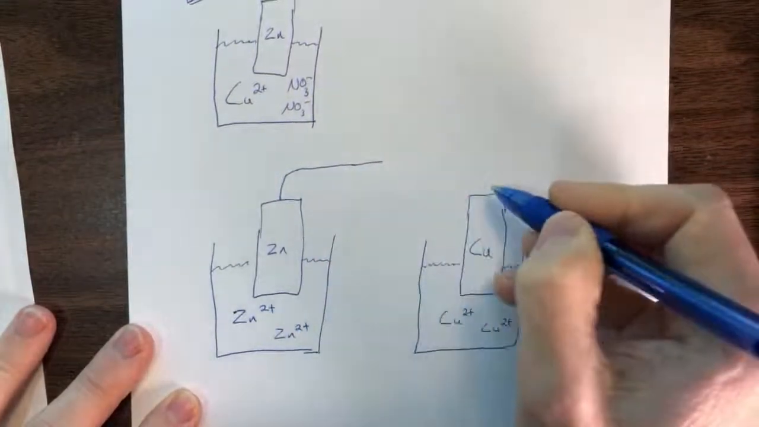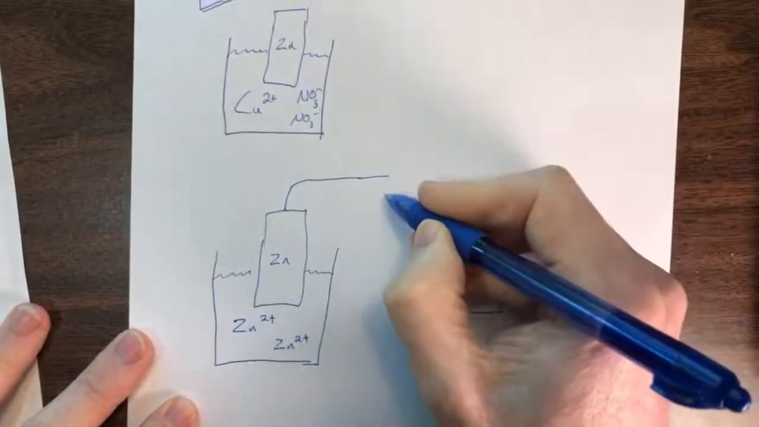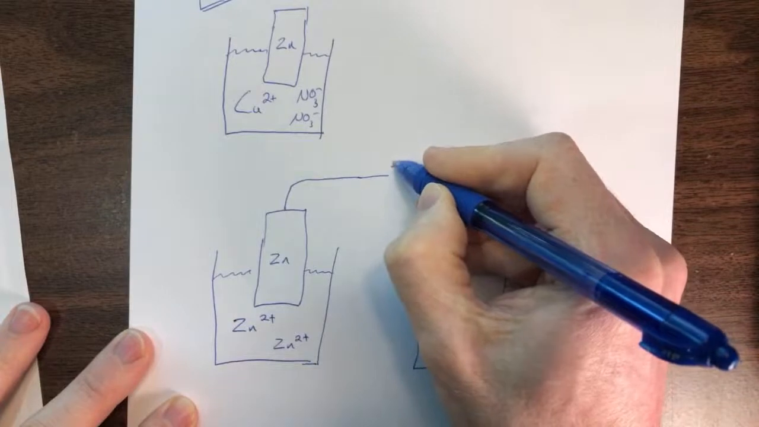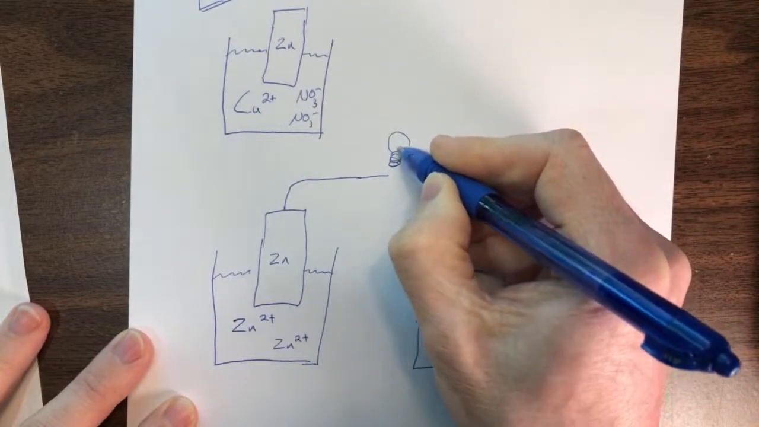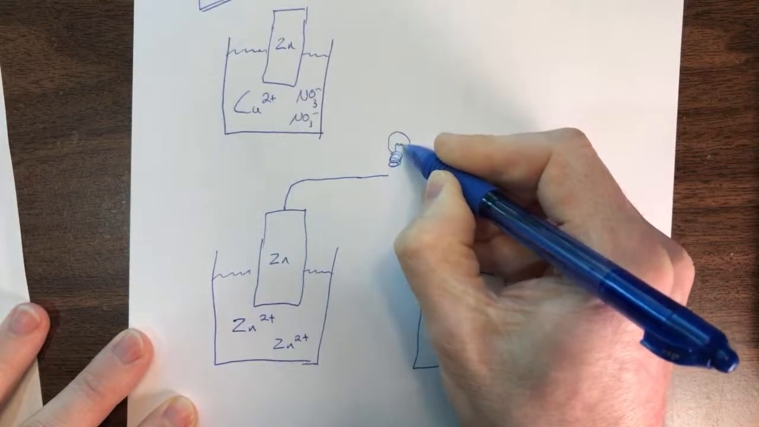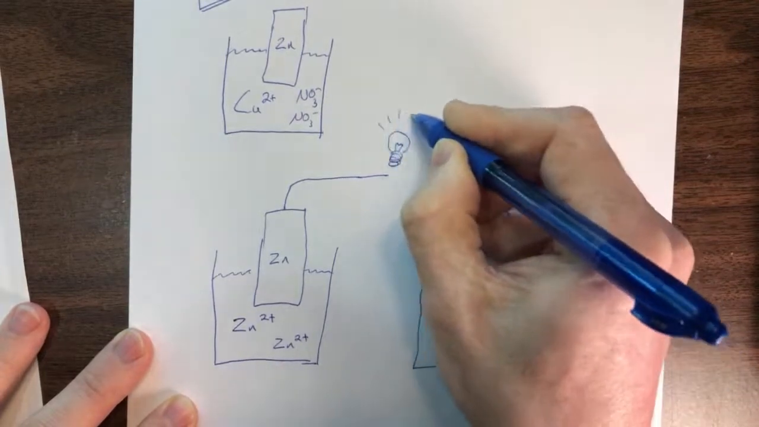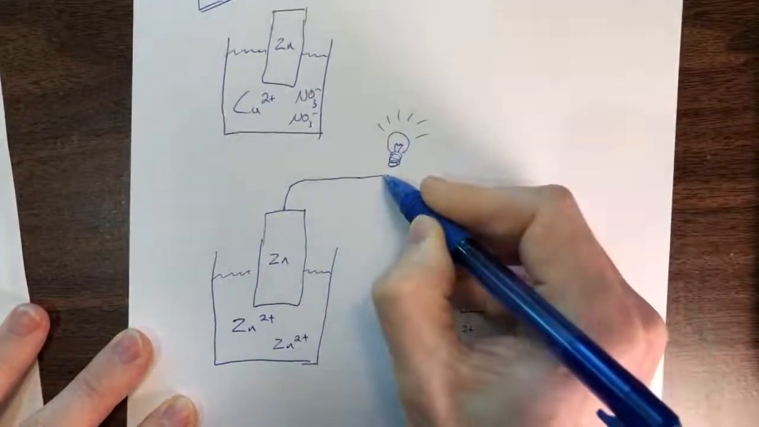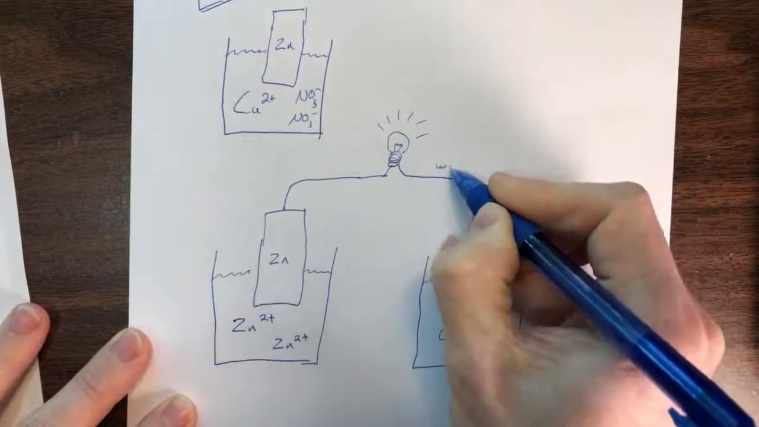And we can use the flow of electrons to, let's say, power something. Let's say we can connect that to a light bulb or something like that, and you can use that to generate light or something else. So we're going to connect the wire here, connect the wire here, wire.